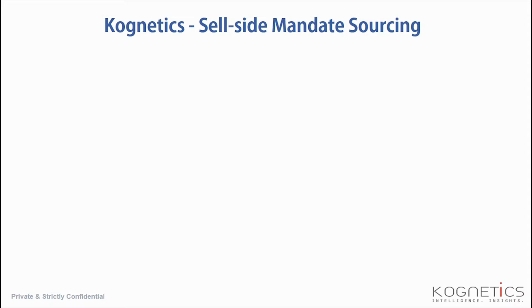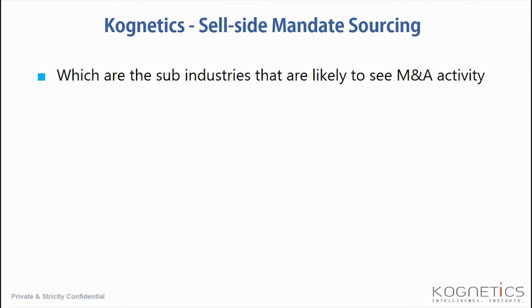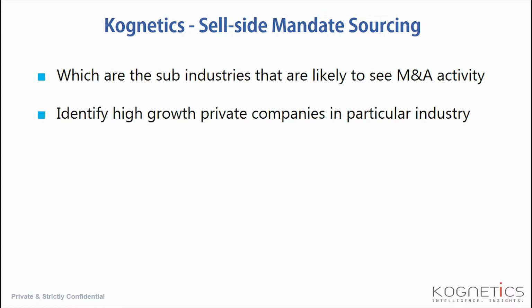This video provides a view on how Kognetics simplifies sell-side mandate sourcing. We address questions right from which are the sub-industries that are likely to see M&A activity, identifying high-growth private companies in a particular industry, to who can potentially acquire a company.